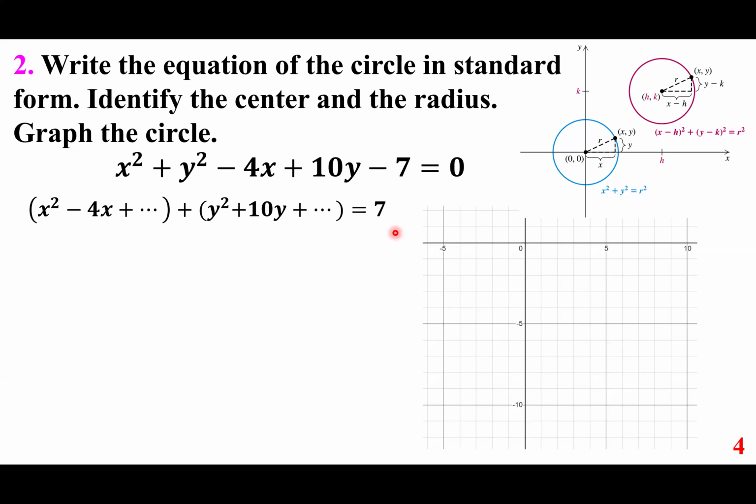And now we do completing the square, everybody, which means in this case, b is -4. You divide it by 2, you get -2. And if you square that, you get +4, which means you need to add +4 to both sides. Over here, b is 10, half of it is 5, and if you square it, you need to add 25 to both sides.